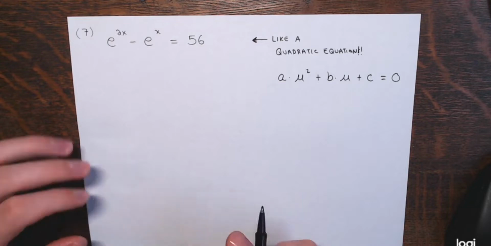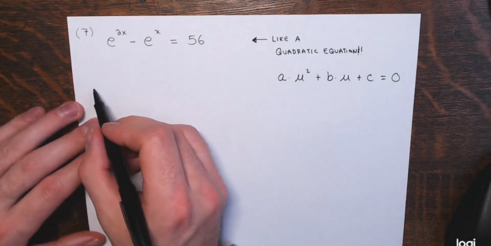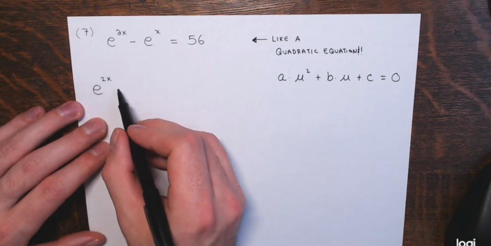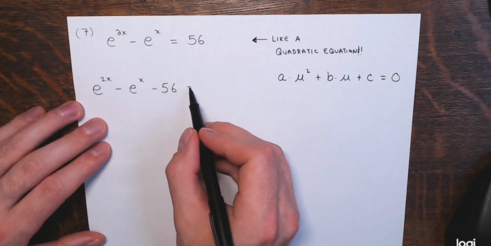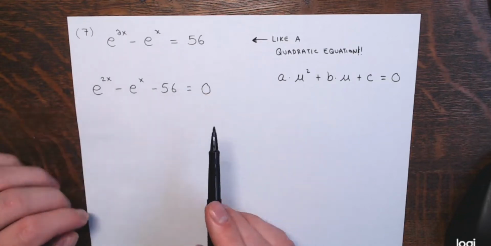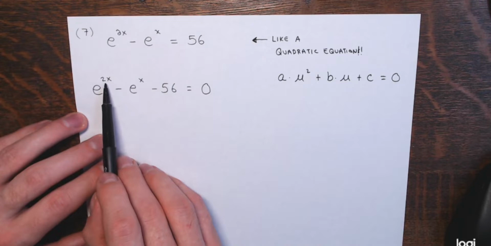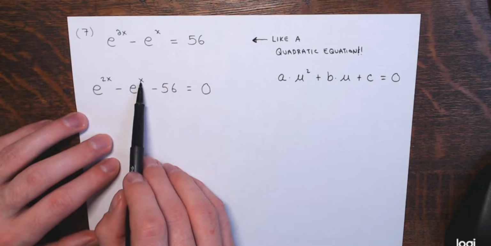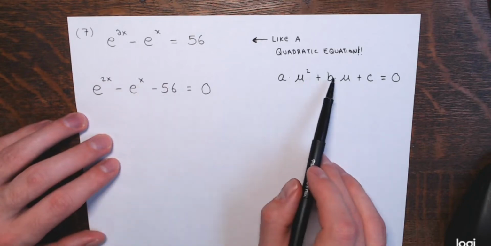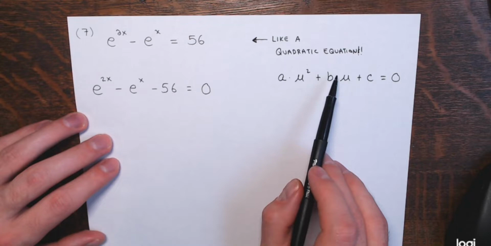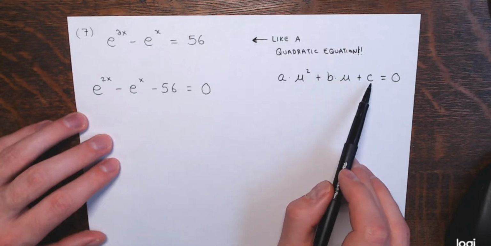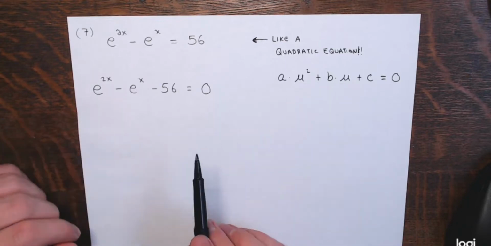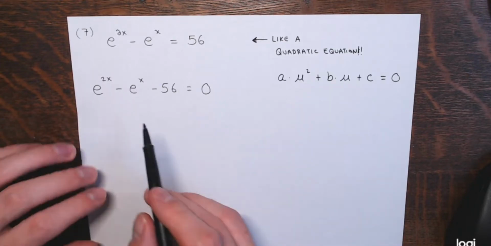So watch this. When I take the 56 to the other side, we have e to the 2x minus e to the x minus 56 equals 0. And look at the power on this first term. You see how the power on the first term is double the power on the second term? And then you have a constant. Just like what happens in a quadratic. Now, most of the time they'll tell you to make a substitution here. Let me show you the sub that you would make.